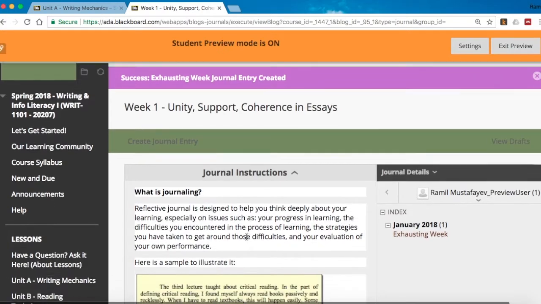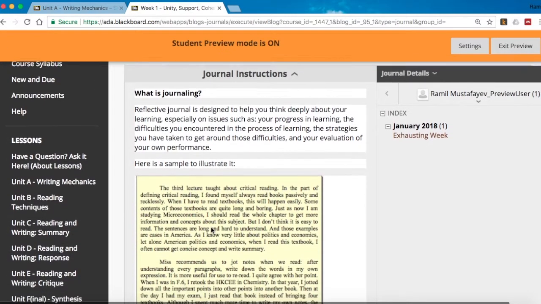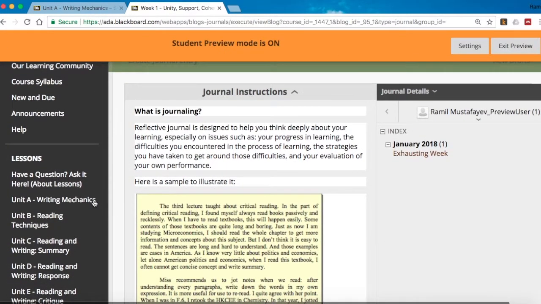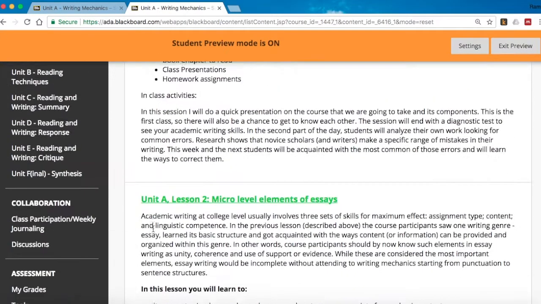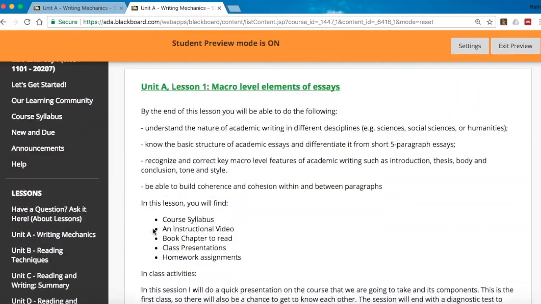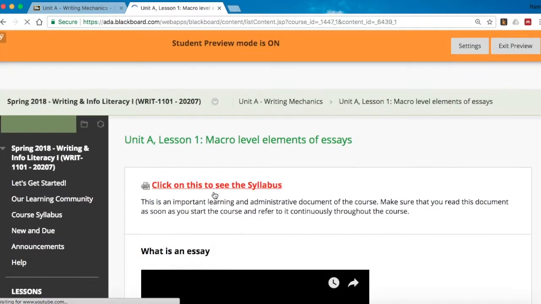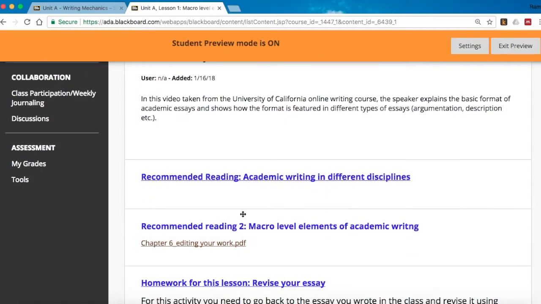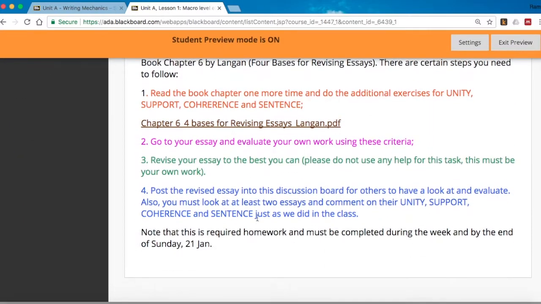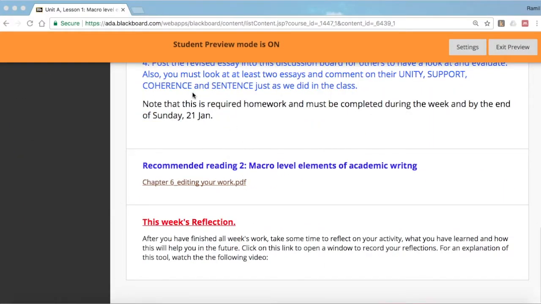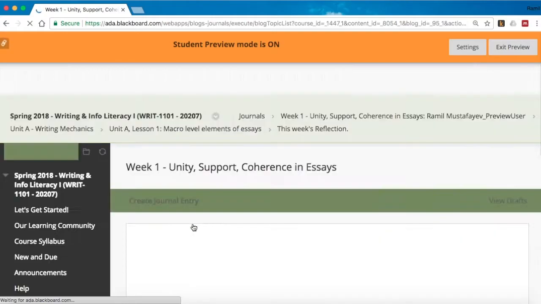By the way, before I forget, I would like to emphasize one thing, that the weekly reflections are also in the weeks. So if you go to Unit A, you know that it's 2 lessons. And after the first lesson, you enter that. You do all this work, all these readings and assignments. At the end of that week's instruction, you will see this week's reflection. This is pretty much the same page.